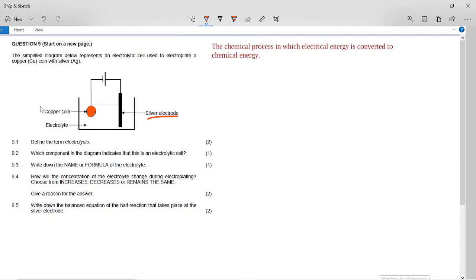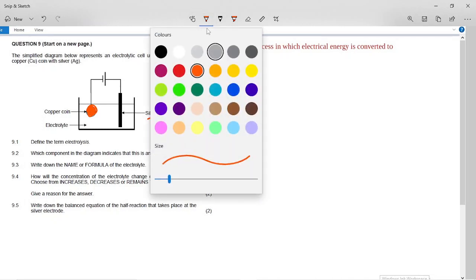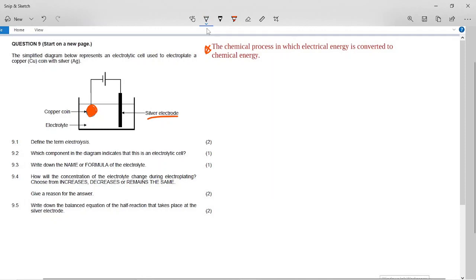Well, electrolysis, learn your definitions. It is the chemical process in which electrical energy is converted to chemical energy. So basically what you are trying to do is use a battery or a DC power supply to create a chemical reaction. And in this case, it's a redox reaction.